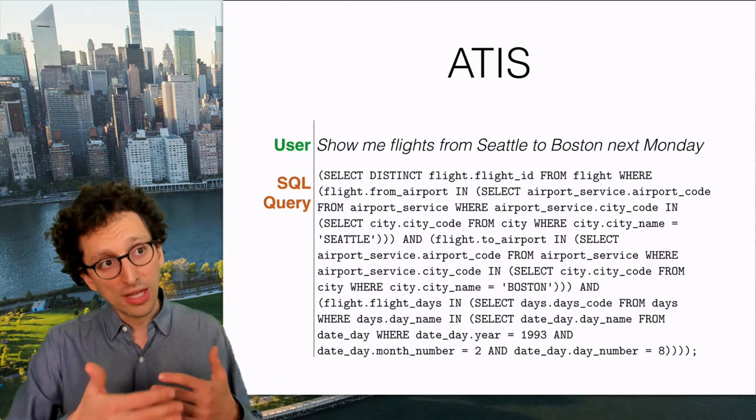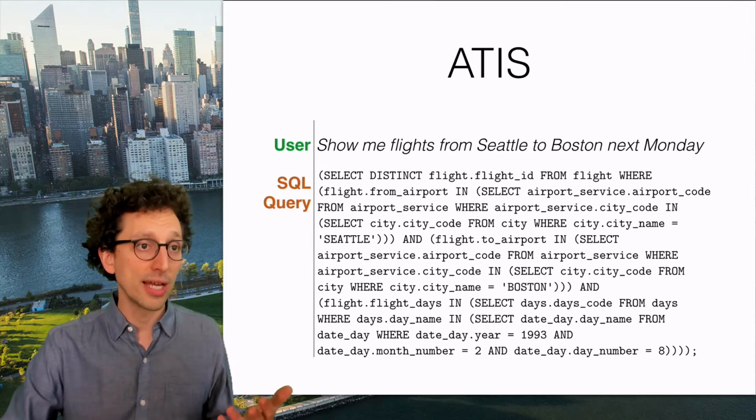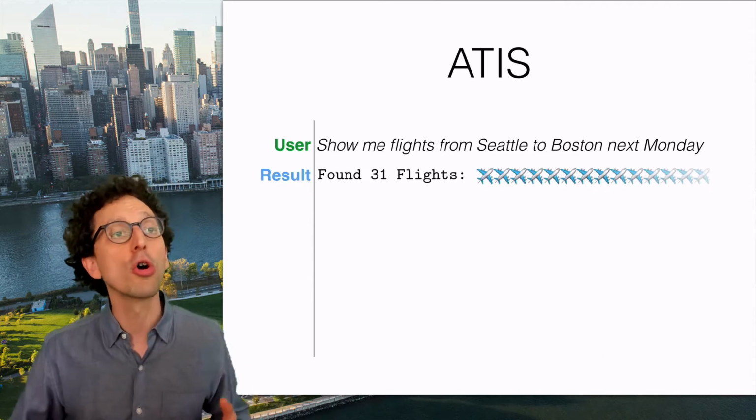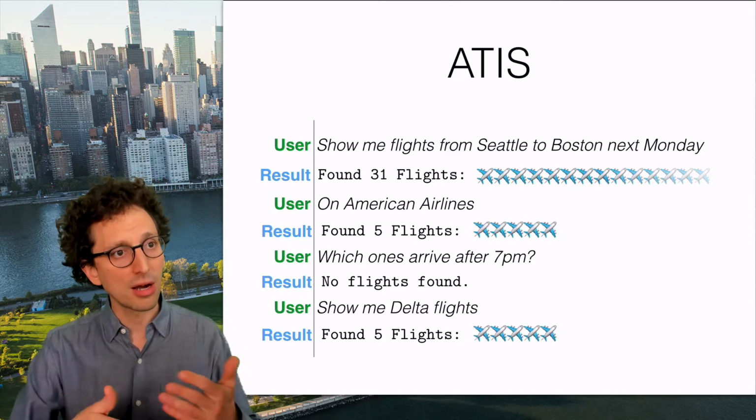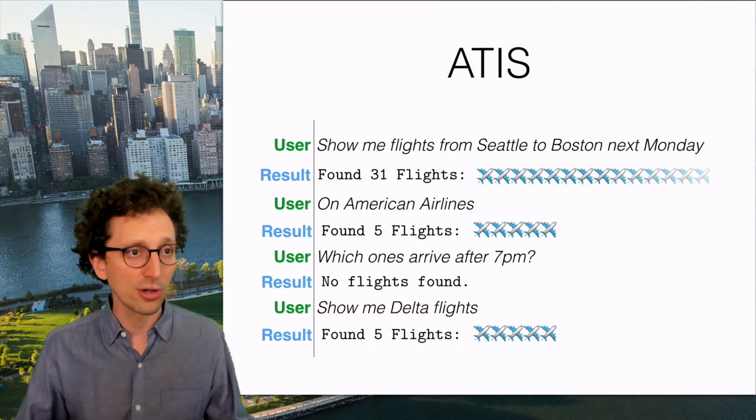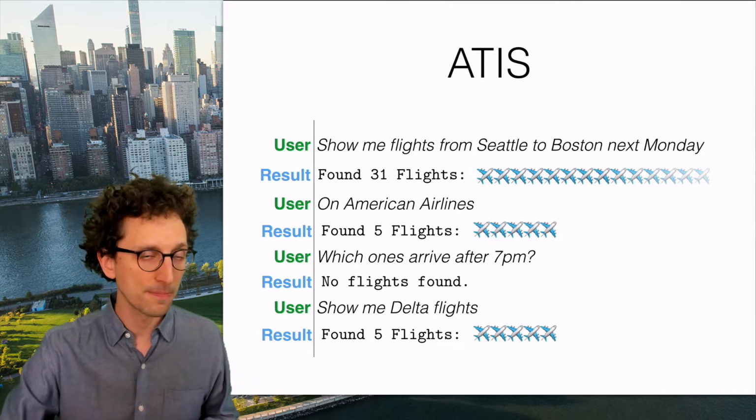Given this, once generating this kind of query, the system executes it, and the way it responds to the user, it just shows the table of flights that it found. And then the interaction continues, and the user asks another query using natural language, the system responds, and so forth.